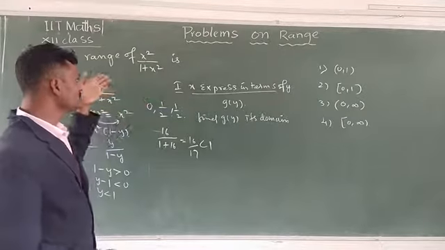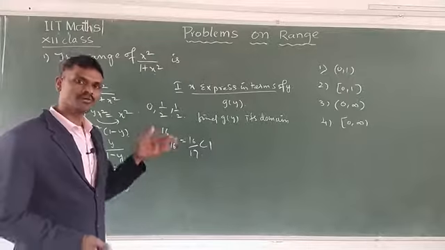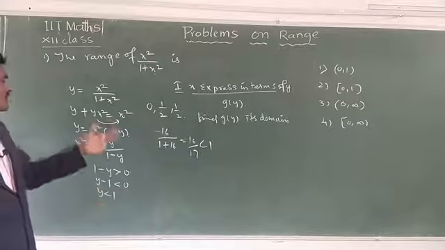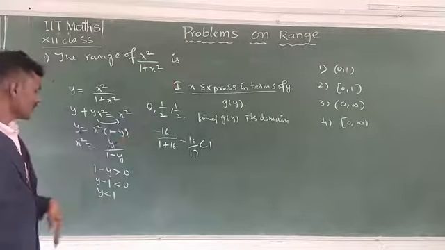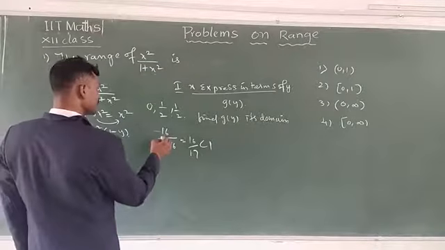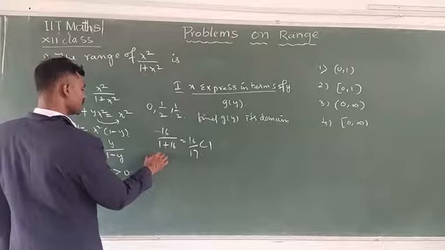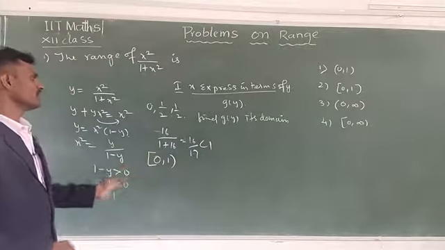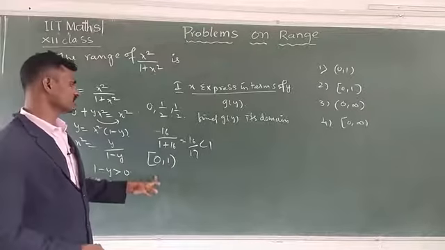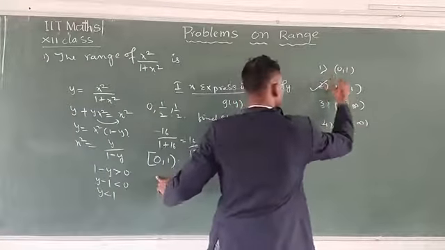You can give any negative or positive input values, and it will give only positive values. That is in the interval from 0 to 1, and in between all values are there. You can give any value also. That's why the second option is correct. Note down.